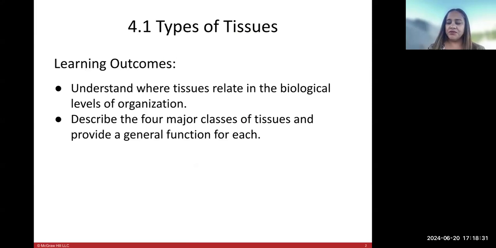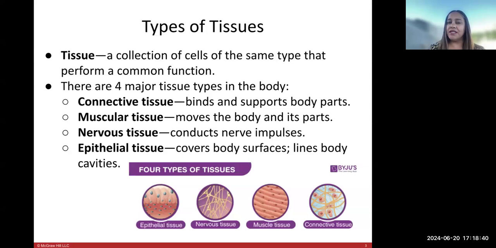So, types of tissues. There are several types of tissues. There's 4 main ones, and then there's subcategories underneath them. We'll talk about all of them. So tissue is a collection of cells of the same type that perform a common function. There's 4 major tissue types.